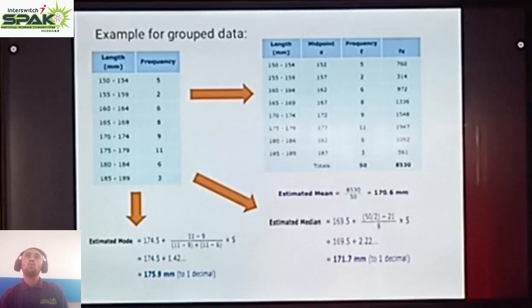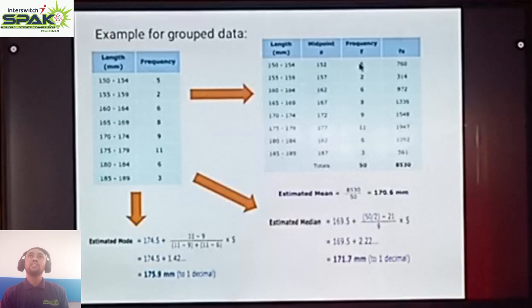For instance, 150 to 154. To find the mid value, the midpoint, you add 150 and 154. That will be 304. Then divide by 2. That will be 152. So you can see 152 in the table here. To find the midpoint of the next class, add together and divide by 2, you get 157. When you do that to all other classes, you get our midpoints.